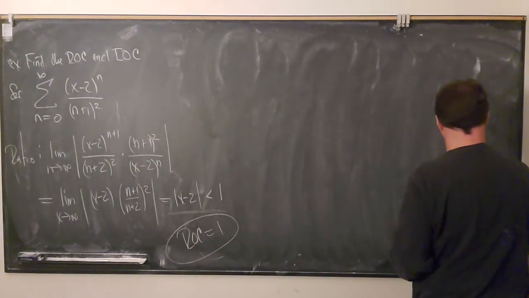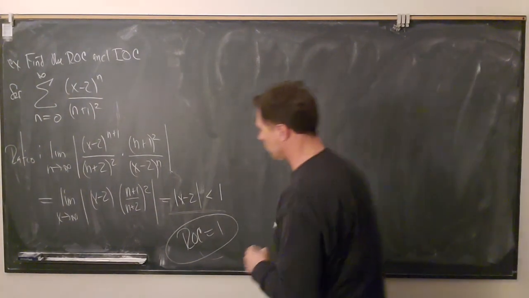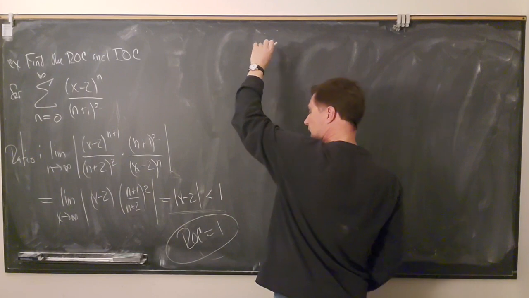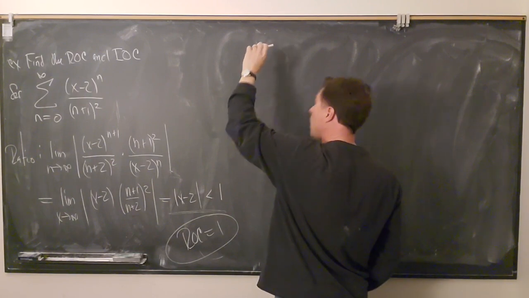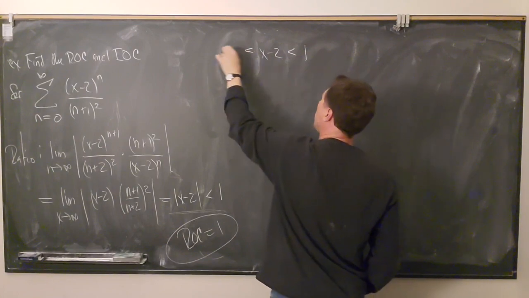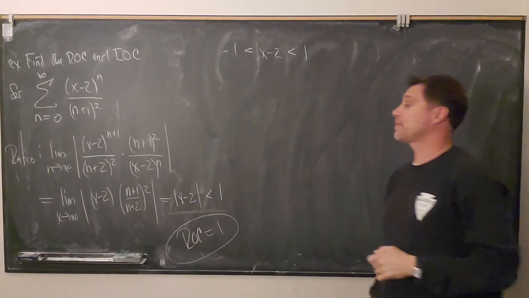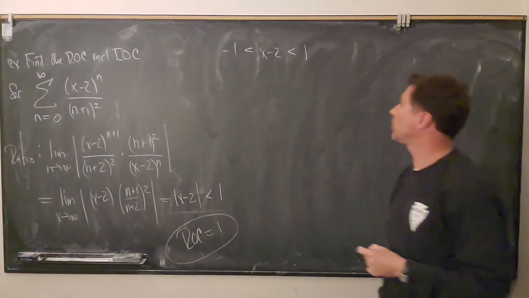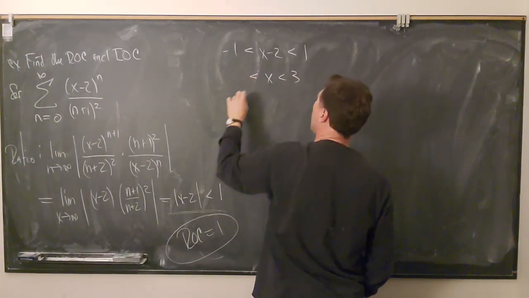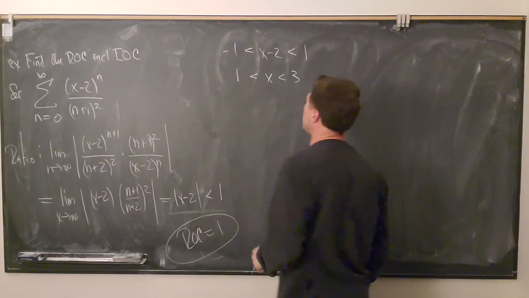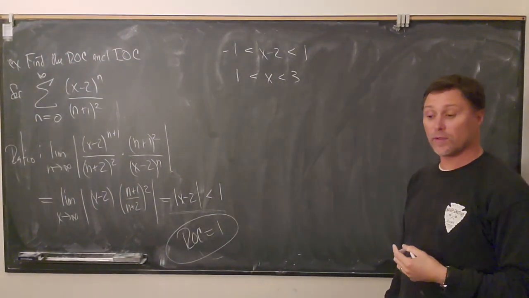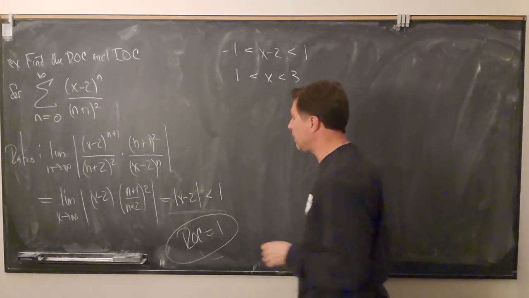Okay, so now we need to find the interval of convergence. And so let's write this out. x minus 2 has to be between plus and minus 1. That's getting rid of the absolute value part. Add 2 to both sides. And we can see then that as long as x is between 1 and 3, we're guaranteed convergence. Now we need to check the endpoints.